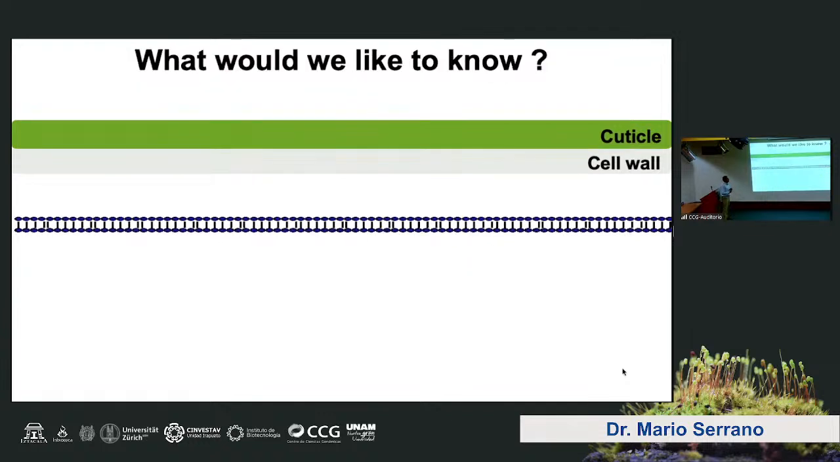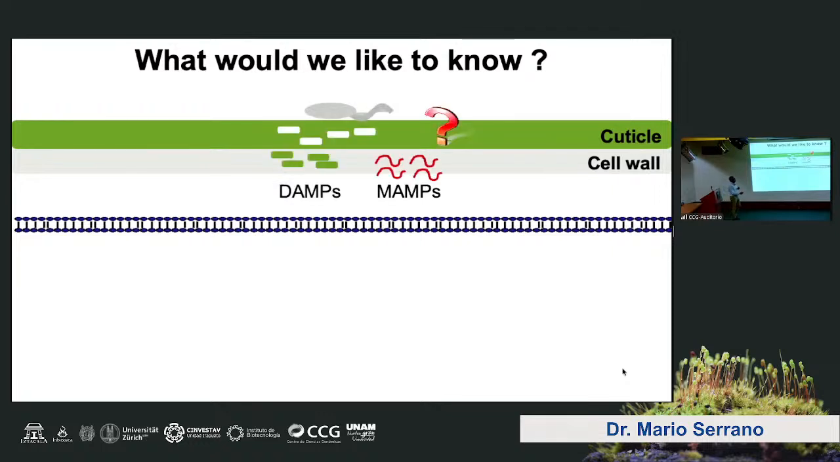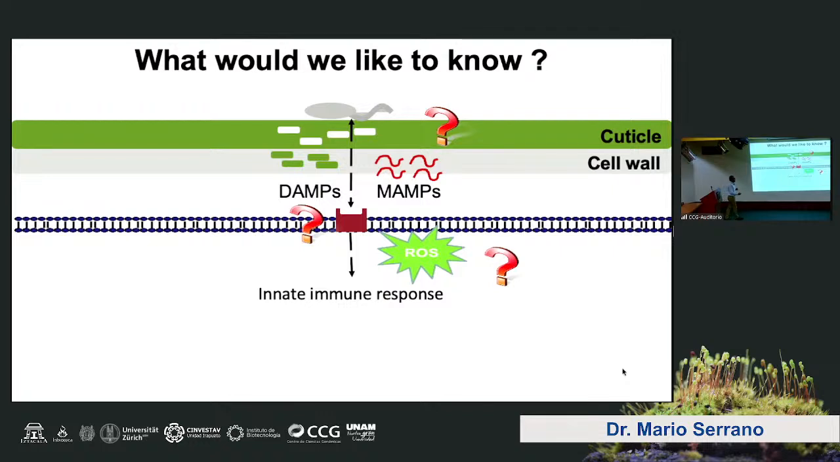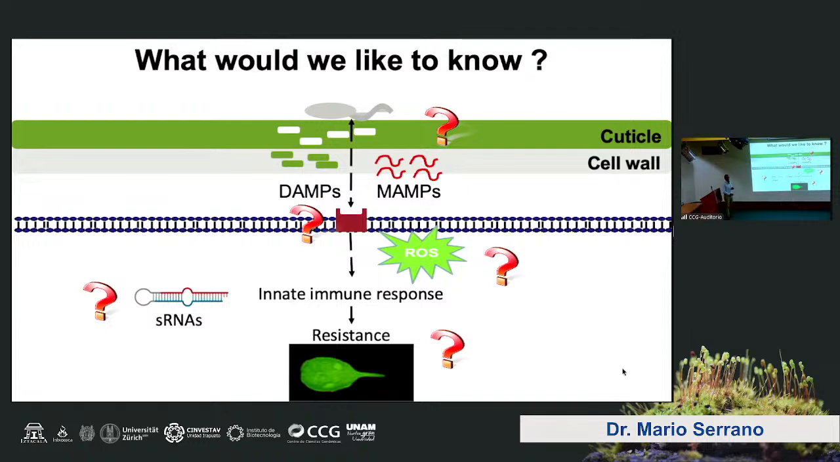What would you like to know or to study in my group, or to try to answer, or to try to identify in this process? Well, first of all, we would like to know what happened at the cuticular level. How are the DAMs and MAMs released, which ones are they, and how are they recognized? Also, we are pursuing that part. Additionally, we wanted to know how the innate immune response is regulated, including the reactive oxygen species. What is the role of the small RNAs, and how can we get resistance in the end?